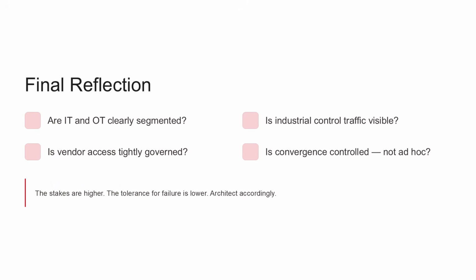Ask yourself: Are IT and OT environments clearly segmented? Is there visibility into industrial control traffic? Are vendor access pathways tightly governed? Are compliance obligations embedded into architecture? Is convergence controlled or ad hoc? Critical infrastructure cannot tolerate architectural ambiguity. Security architecture in OT must be deliberate, layered, and resilience focused. The stakes are higher. The tolerance for failure is lower.